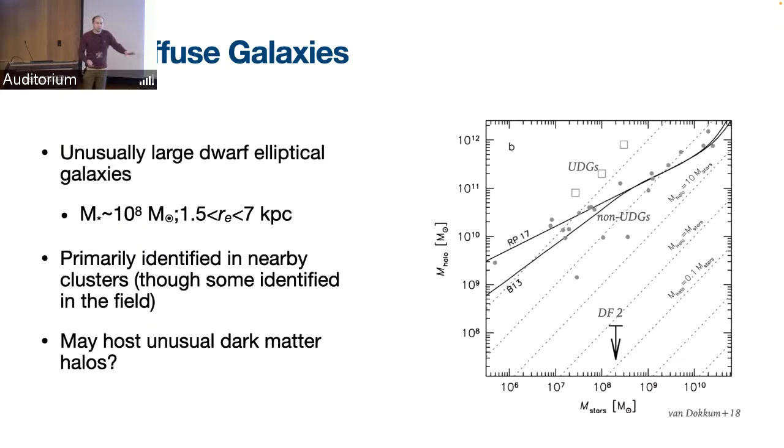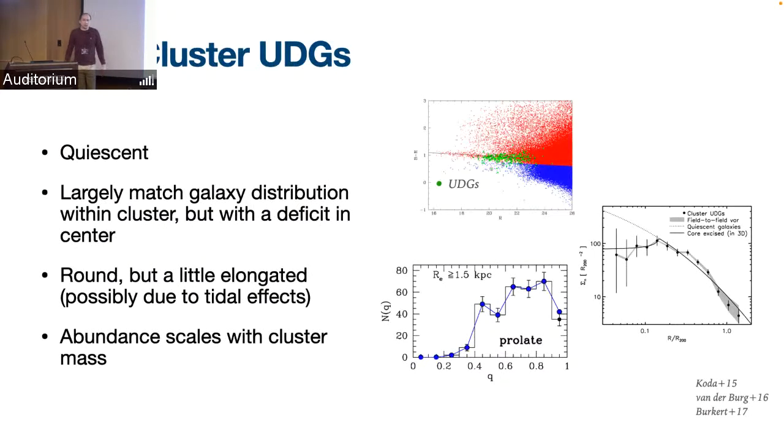And so ever since we have these interesting galaxies, we've got a lot of observations of them in the local universe, and we have some general properties of what they look like. Interestingly, a lot of the time they seem really similar to other non-UDG galaxies. They follow the red sequence, generally quiescent galaxies in these clusters. They tend to live in a similar place within the cluster as non-diffuse dwarf galaxies. They're elliptical in shape, and their abundance scales with the mass of the cluster.